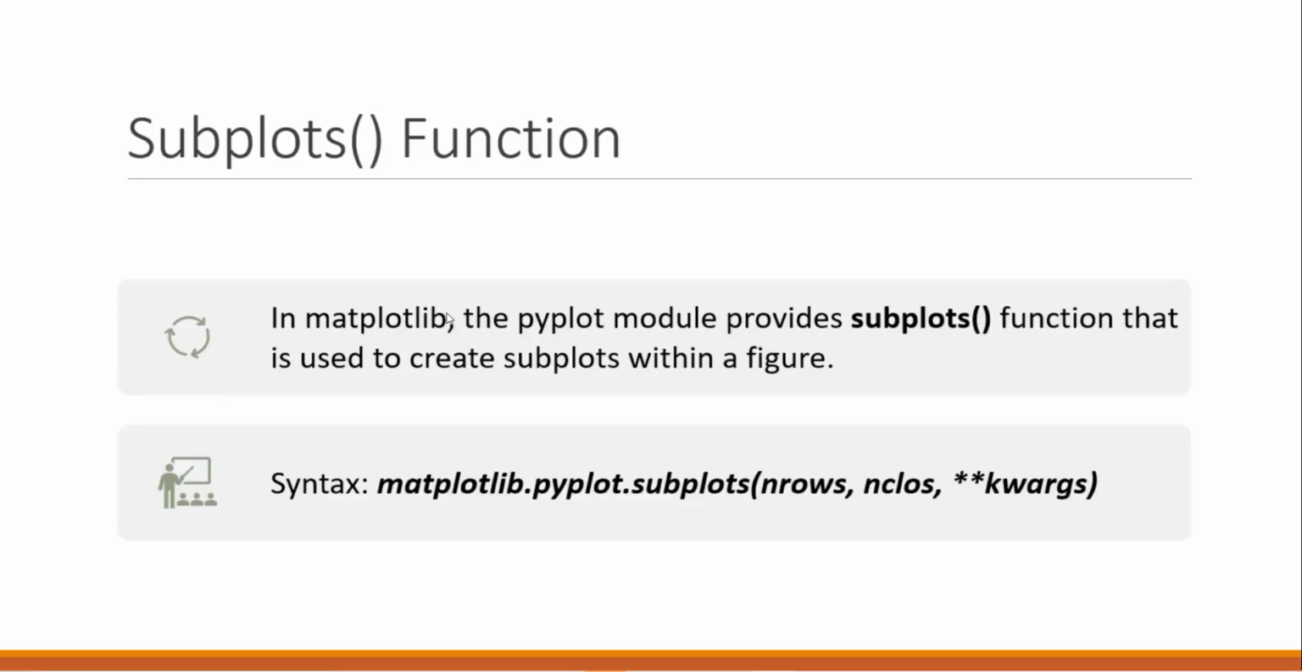Now I execute this code and you can see that it creates 3 subplots with labels on the axes. Now let's see one more function to create subplots, and this function is subplots. In Matplotlib, the pyplot module provides the subplots function that is used to create subplots within a figure. And the syntax of this function is matplotlib.pyplot.subplots, and in parentheses we pass different parameters. The first one is number of rows, the second one is number of columns, and the third is keyword arguments. So now we will see an example related to this function.